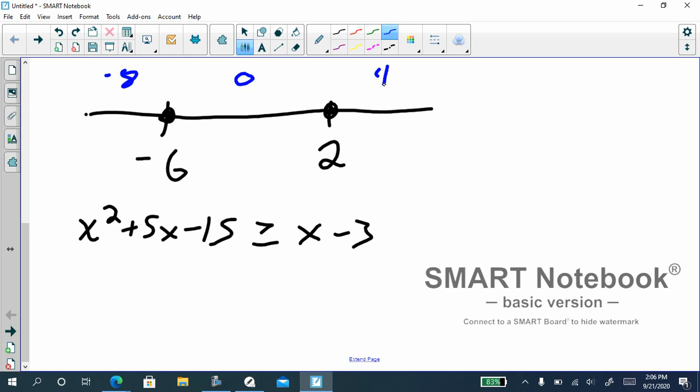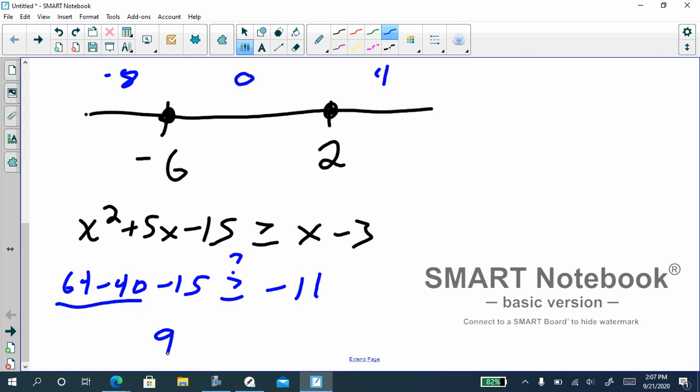So if we put a -8 in, -8 squared is positive 64. 5 times -8 is -40, minus 15, and let's see if that's going to make this work. -8 minus 3 is -11. So this is 24. 24 minus 15 is 9. And that's a true statement. So we're going to highlight this side.